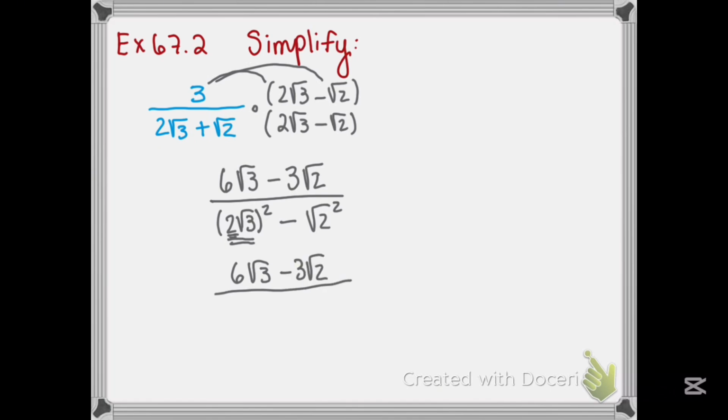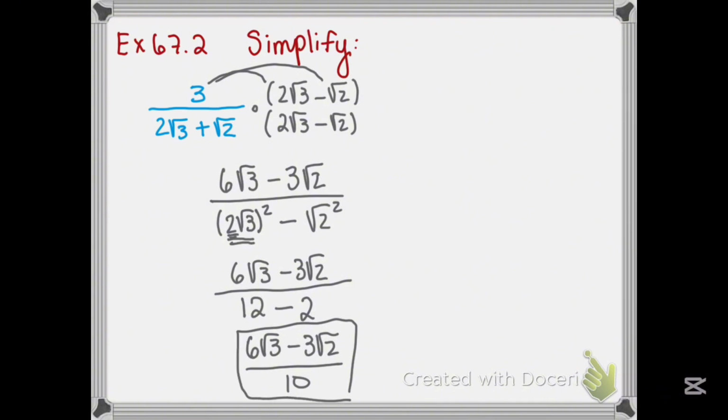And we simplify the bottom, which is going to be 2 squared is 4 times 3 is 12. You can put it in the calculator, minus 2. And again, if I simplify this, that's going to be 6 square root of 3 minus 3 square root of 2 over 10. And that's it.